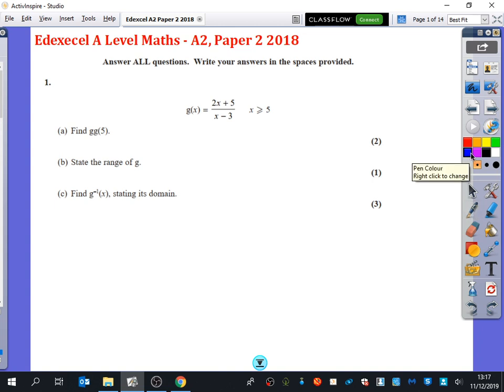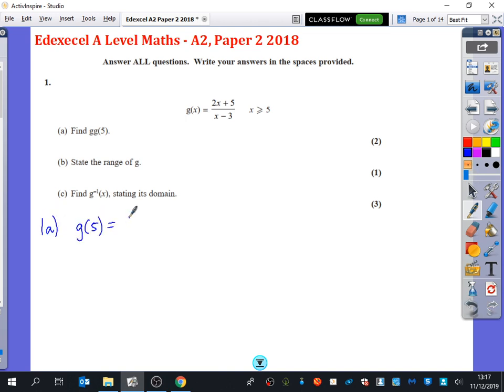Question 1, it tells you a function g, and it says that g(x) is 2x plus 5 over x minus 3, and it says that the domain is that x is greater than or equal to 5. First thing it wants us to do is to find g of 5. So for question 1a, we're going to start off by finding out what g of 5 is, and then we're going to find out by putting that back in.